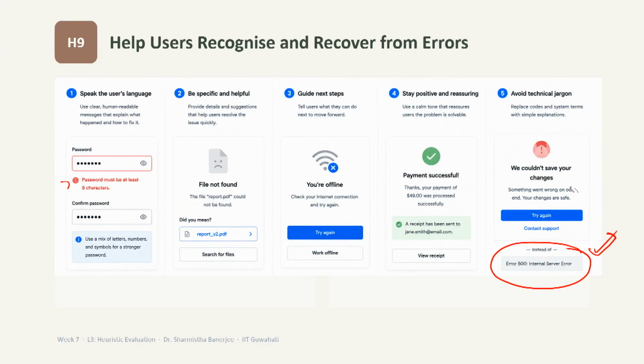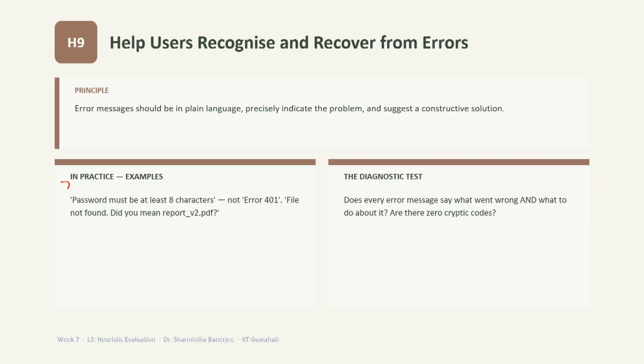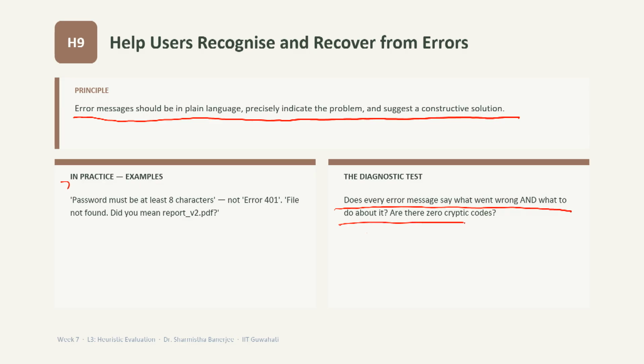So, the first information gives you this assurance about what went wrong, and it also helps them to recover from the error. So, what this H9 says, the principle here is error messages should be in plain language, precisely indicate the problem and suggest a constructive solution. The diagnostic test that you use is, does every error message say what went wrong and what to do about it? Are there zero cryptic codes or not? If not, then you flag it.